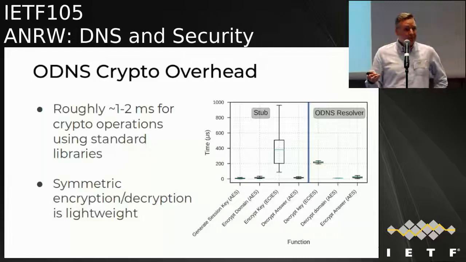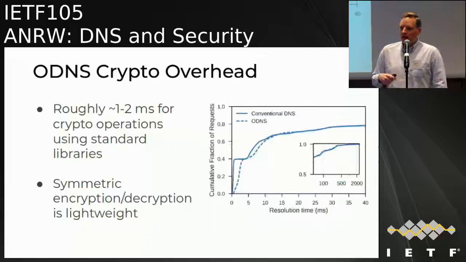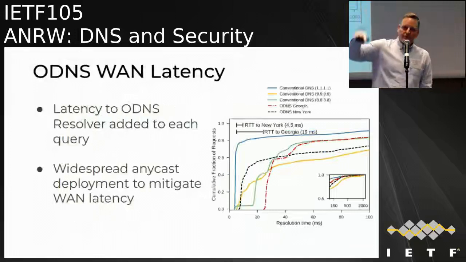We use standard libraries, and this is on my laptop, so if we use a server class machine with optimized libraries, things should work a little better. We then fed the Alexa top 10K domains, and we see conventional DNS outperforms ODNS by about 1 to 2 milliseconds. Overall, though, we feel like we're not doing too poorly just with the standard libraries we're using. So that's one piece of the latency.